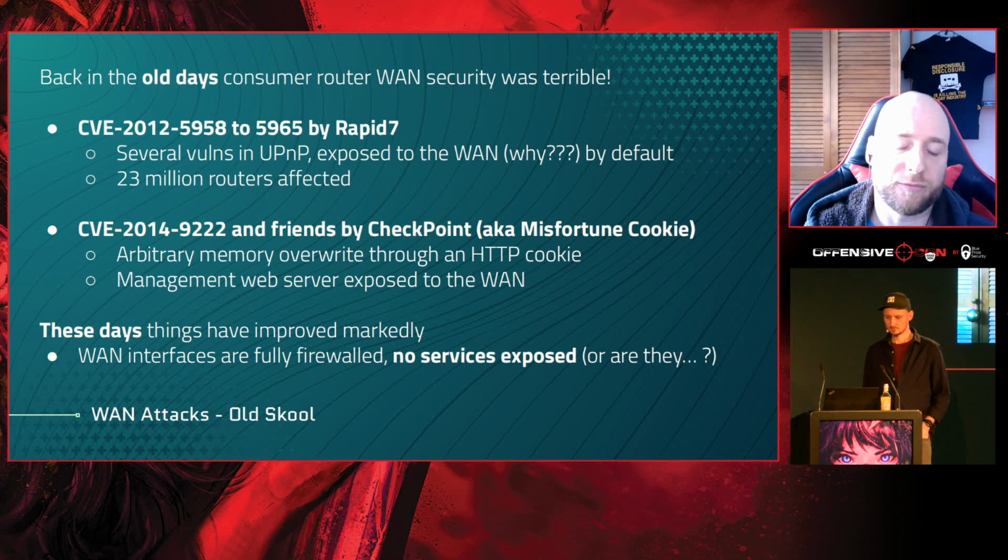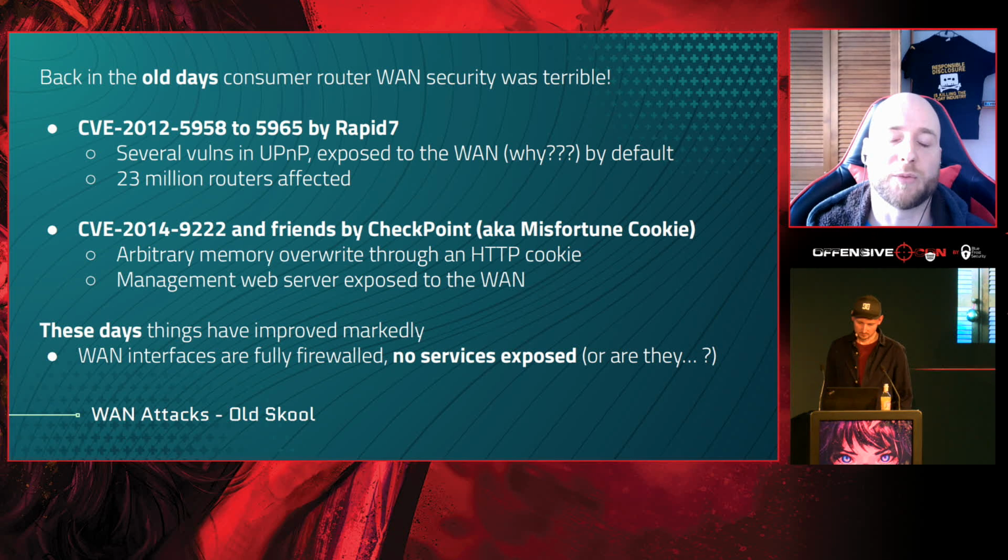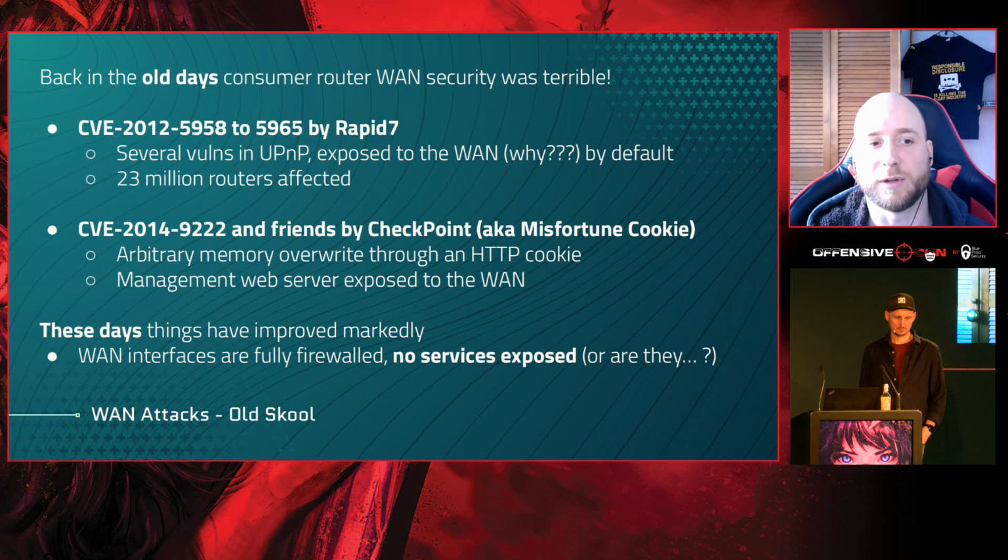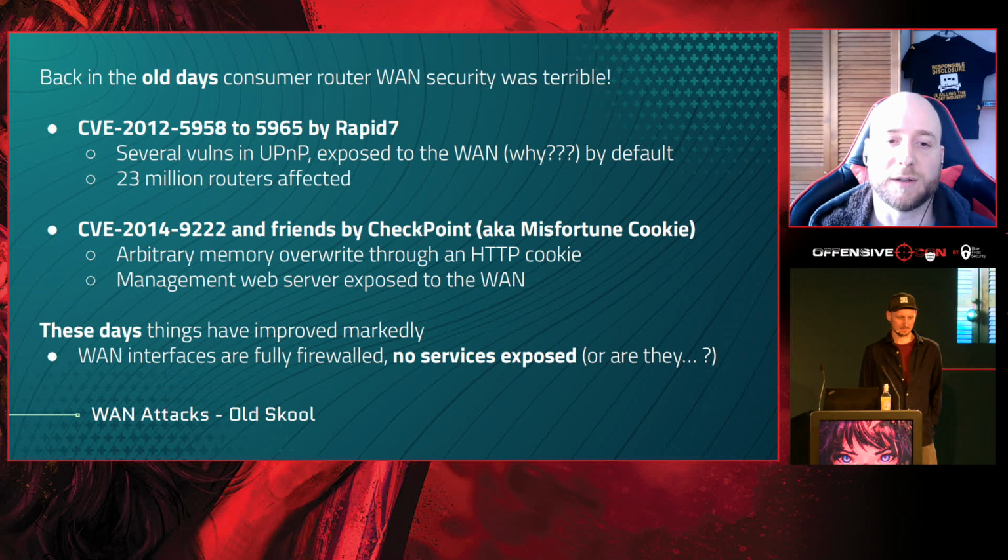And just back in the old days, consumer router security was really bad. We have here two examples. One, in 2011-12 by Rapid7, was a vulnerability in a UPnP server that was exposed to the WAN. Why? We don't know. Millions of routers were affected. And another, which was actually what got me interested in IoT and router security in the first place, is by Checkpoint. It's called the Misfortune Cookie vulnerability.